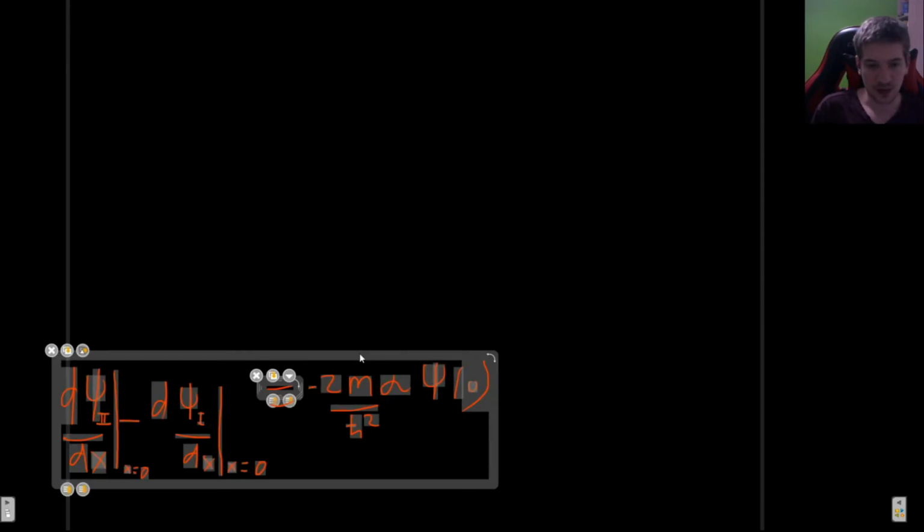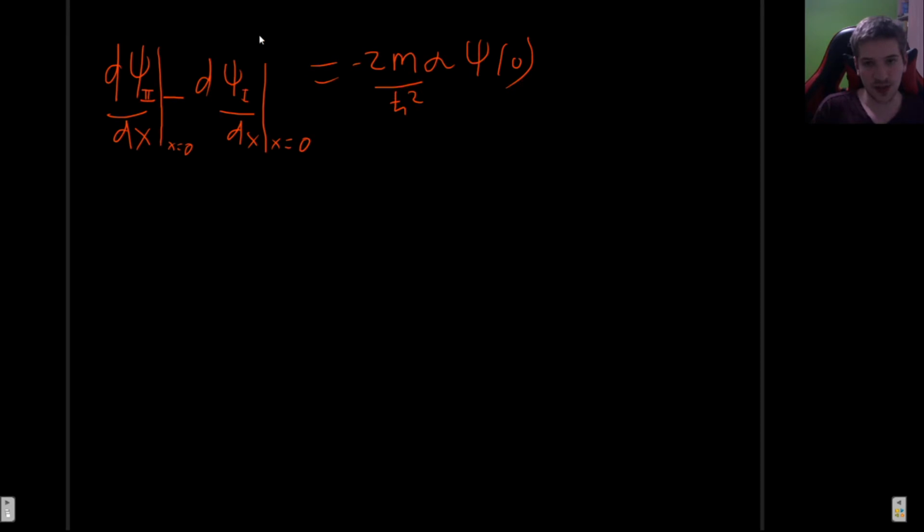And now we have to just find all of these quantities. So obviously psi of 0 is going to be easy. We can take any region because they're both equal at that point. But we do have to take this derivative. So let's begin with this second region.